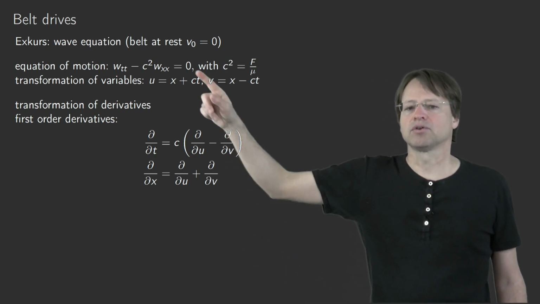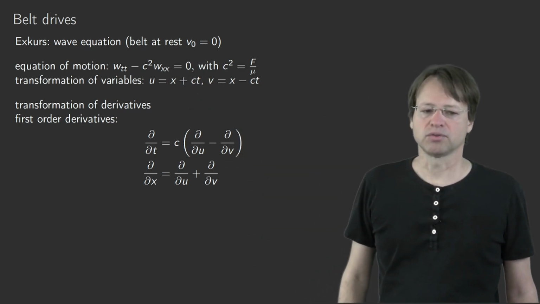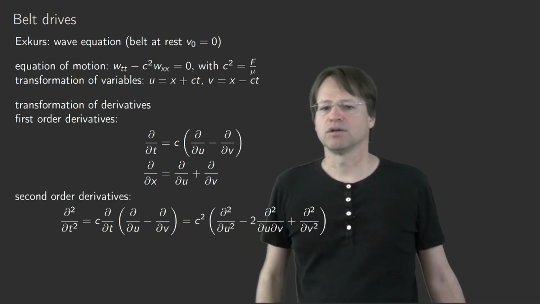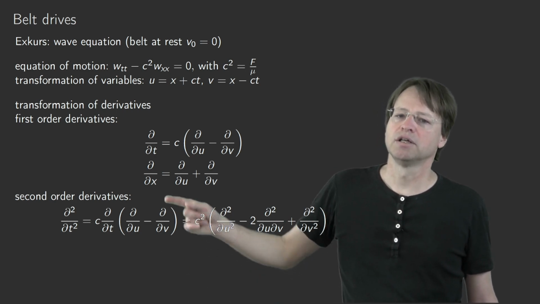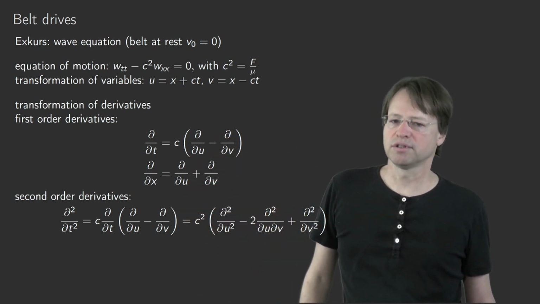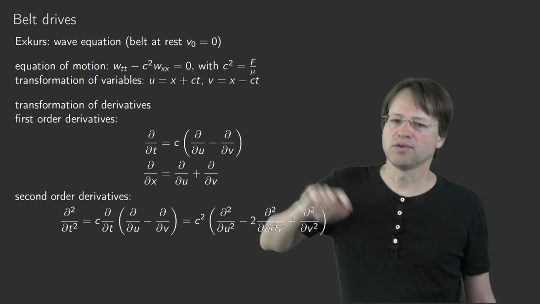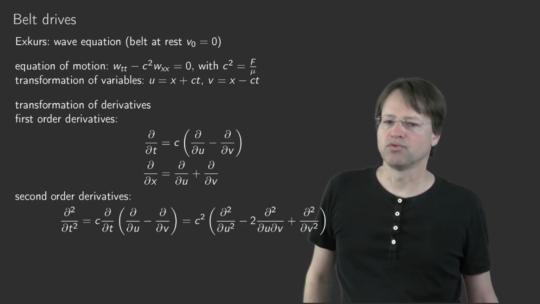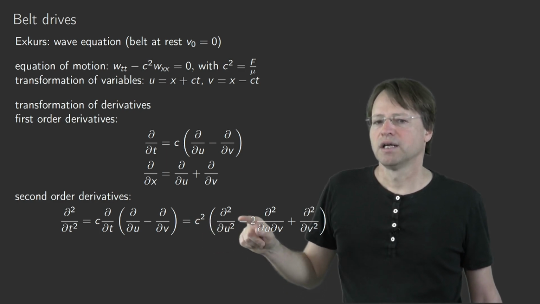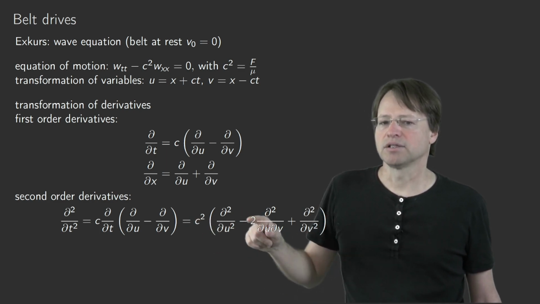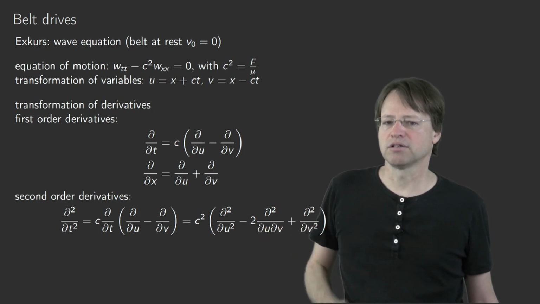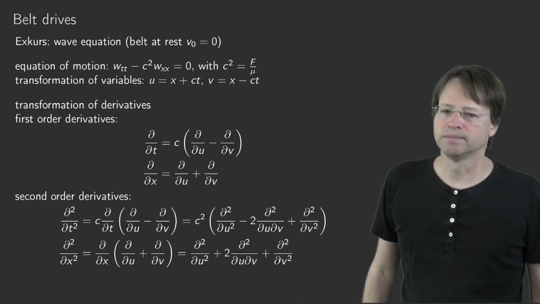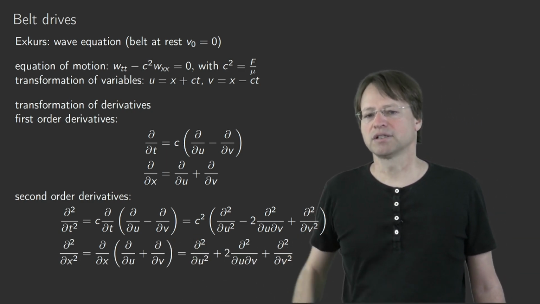Now we need second order derivatives here with respect to time and to space. So therefore, we apply the derivative with respect to time once again to the transformed derivative. Transforming that derivative once again leads to something that could be a binomial formula also: c squared d squared by du squared minus twice the mixed term d squared by du dv, and then d squared by dv squared. And for d by dx, it's the same.